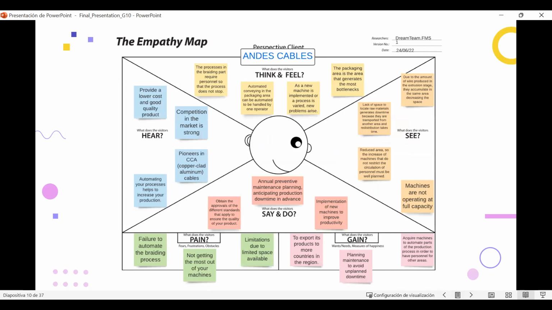Regarding the empathy map, among the different improvement plans that have been applied to improve the production of cable manufacturing, many have been successful or have given satisfactory results. But even so, there are parts of the process where there have been difficulties to improve, as is the case of the braiding stage and the baking stage.